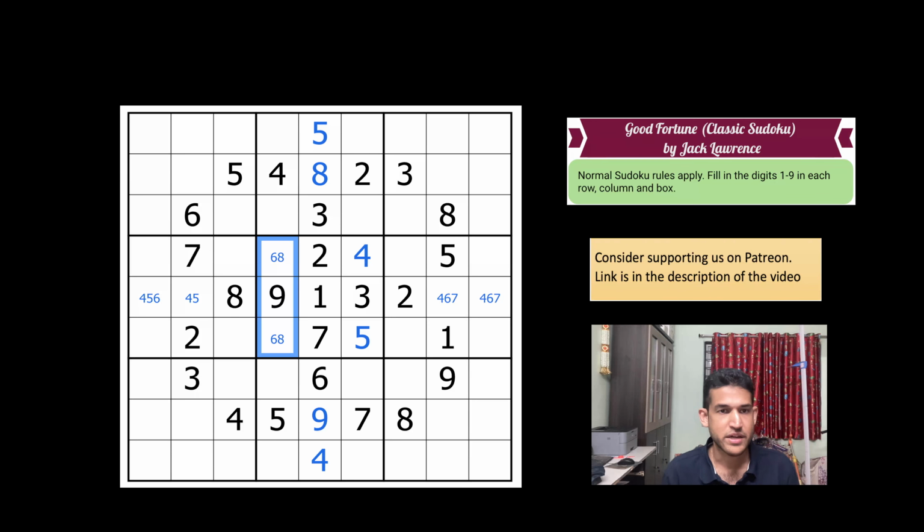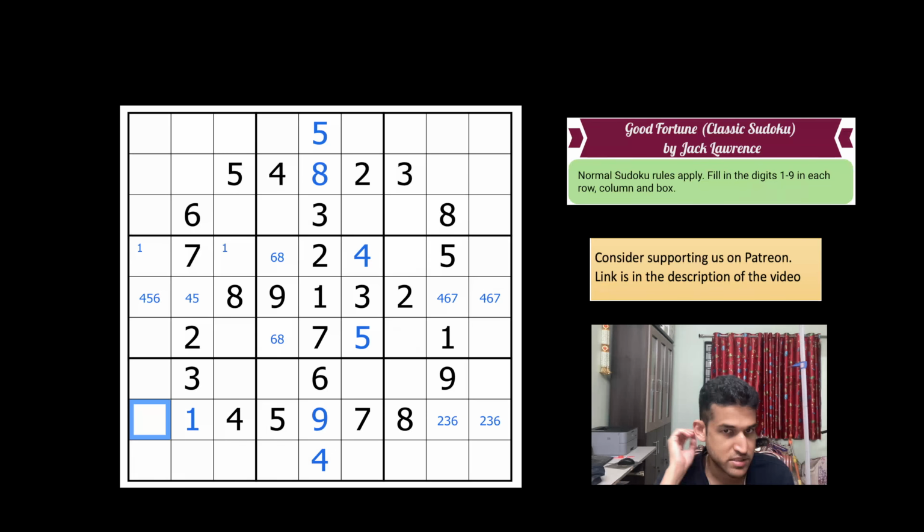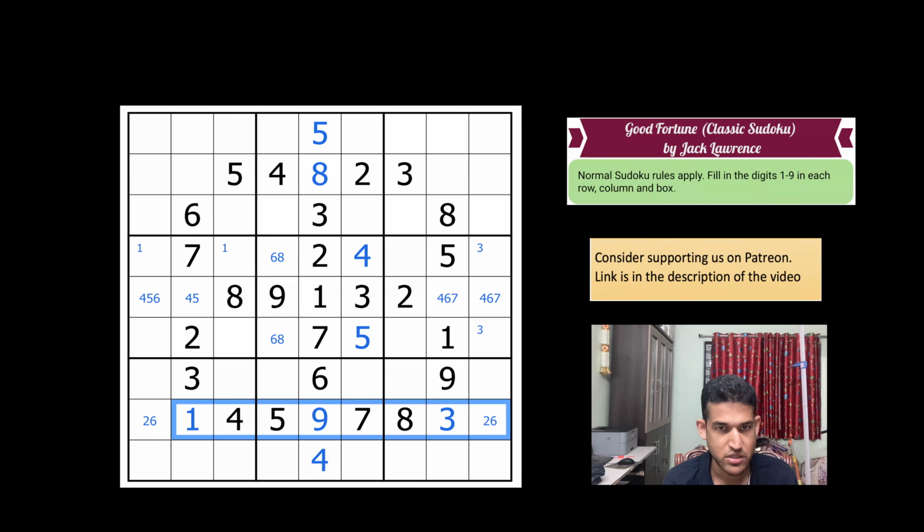Okay, so let's continue. 1 is in these two cells, so 1 goes here. And if I look at row 8, this cell is a naked single. 4, 5, 9, 7, 8, 2, 3 and 6. This is 1. Should be 2, 3, 6, 2 and 6. And in box 6, 3 has to be in one of these two cells. So this is not a 3. So 3 in row 8 goes here.